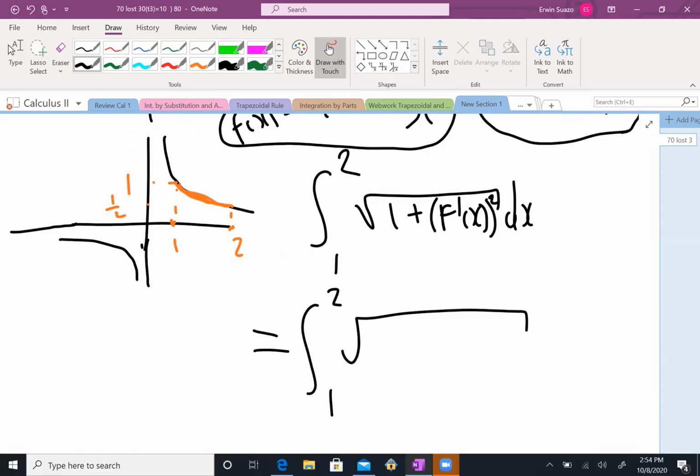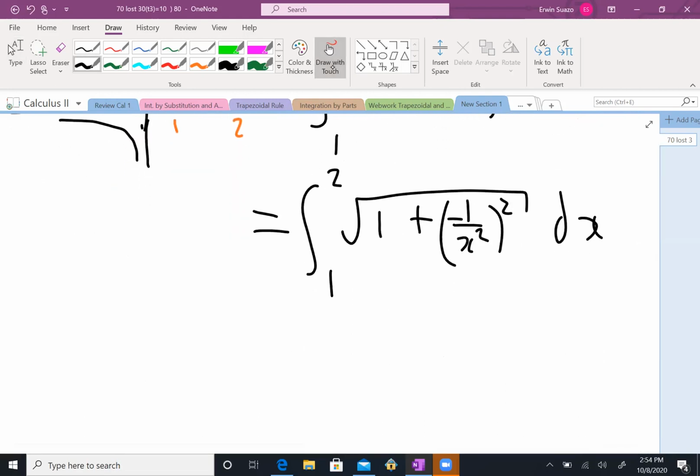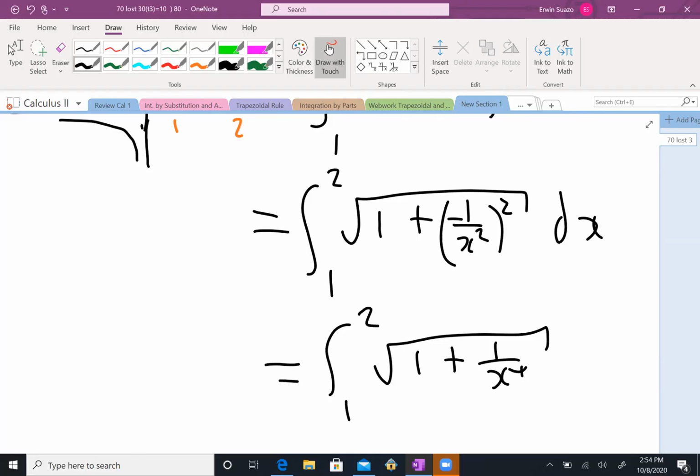And then this is the square root of 1 plus f prime squared. So 1 over x squared, or minus 1 over x squared, right? So I get the square root of 1 plus 1 over x to the 4, dx. Yes or no? What do you guys say? Yes. Okay, so now let's go to part B.